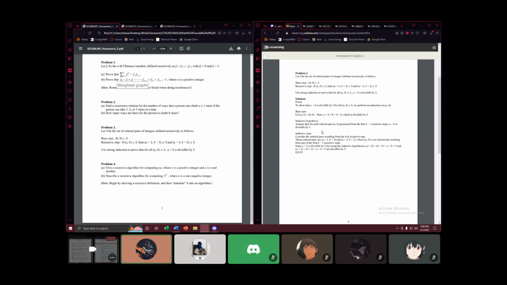Okay, so for strong induction, you basically, for the base case, assume A and B are zero from the beginning. Then in the hypothesis, you say A and B can be any numbers whose sum is divisible by 5. So pretty much you assume A and B are two numbers, and when you add them both, they are divisible by 5.